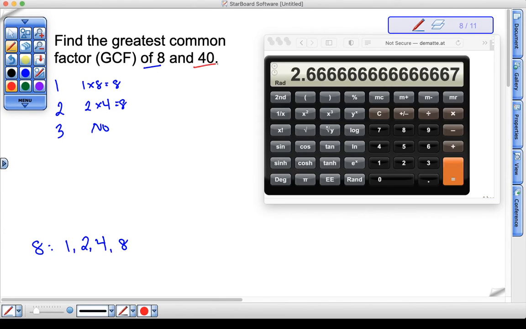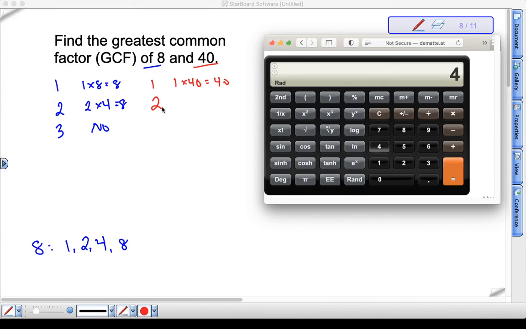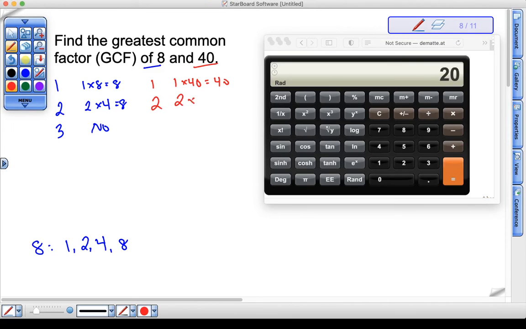So let's go over and work with 40 now. So always start with the 1. So 1 times 40 is going to be equal to 40. I then want to see if 2 is going to be a factor. So let's go over my calculator here and do 40 divided by 2, and I get an answer of 20. So I can say that 2 times 20 is going to be equal to 40.